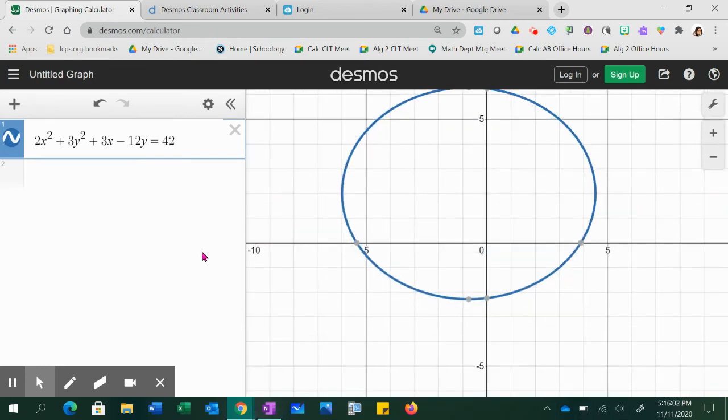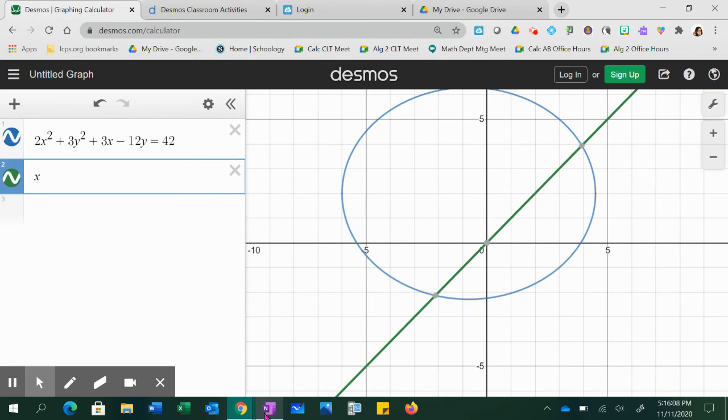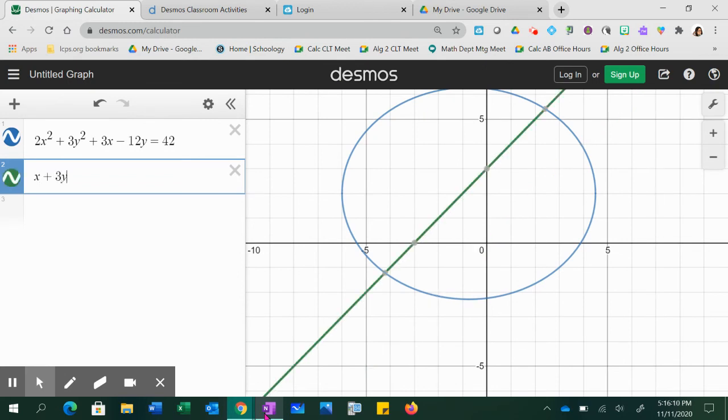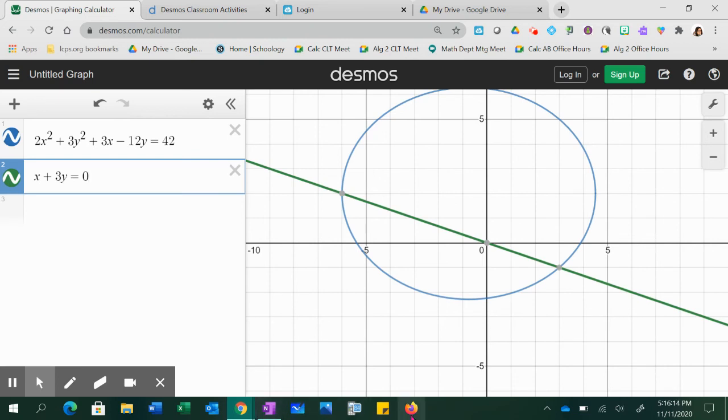Let me zoom in on it a little bit. And then our other equation is x plus 3y equals 0. There we go. I want the intersection points, so I don't want this point here. This point is an x and a y intercept. That's not what I want. I want where the blue circle crosses the green line. So -6, 2, and 3 comma -1.